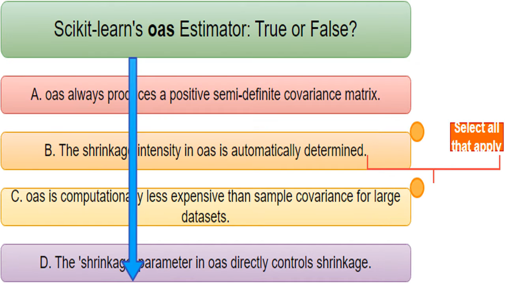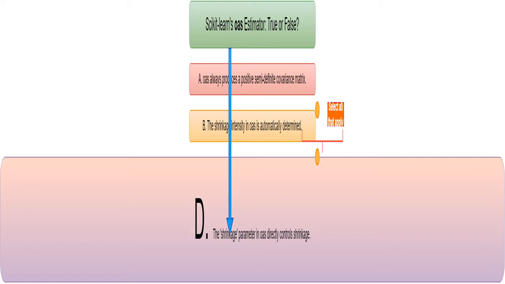I believe this statement is absolutely true. OAS is specifically designed to guarantee that the resulting covariance matrix is positive semi-definite. This is a crucial property for a valid covariance matrix, and OAS ensures it, regardless of the input data's quirks. That's a key benefit.